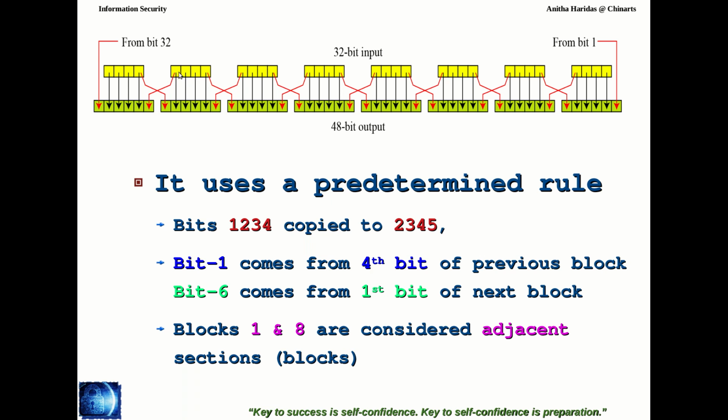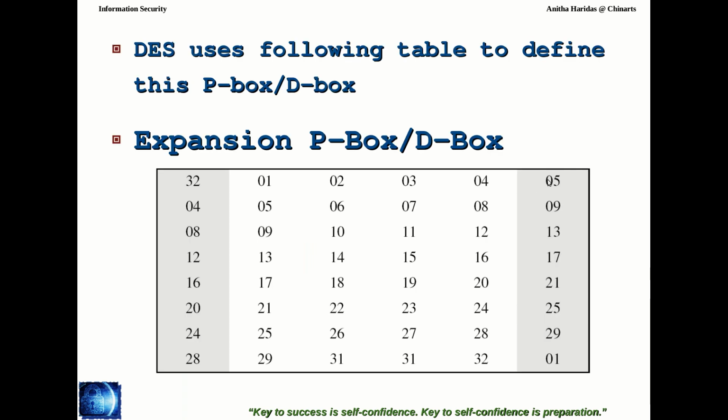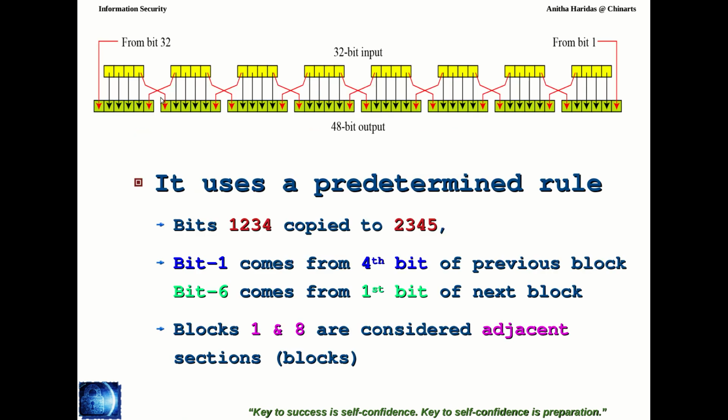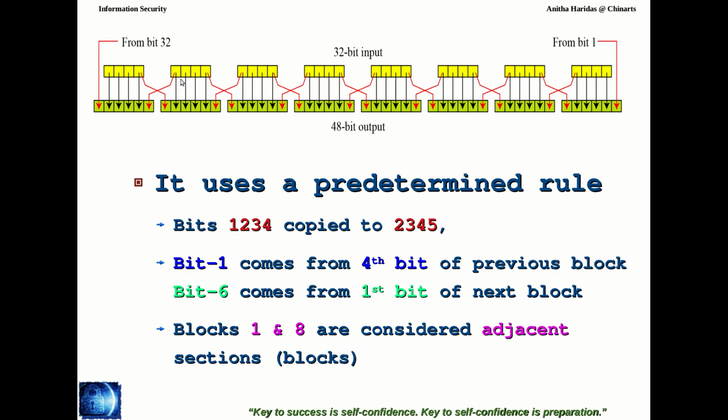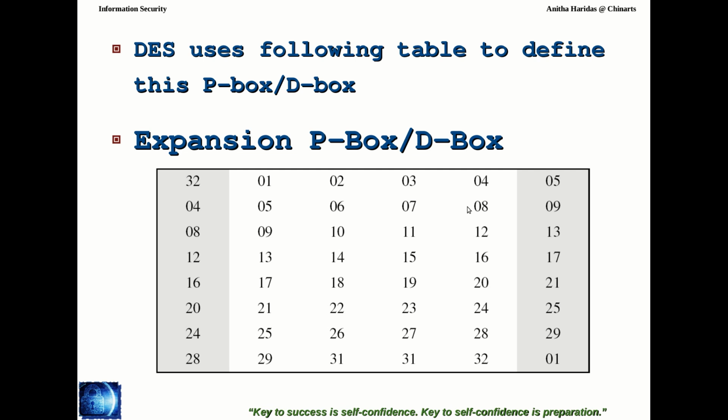So the 5th bit comes here. Then here the 4th bit. Why? Because it is the 4th bit of the previous block. Then 5, 6, 7, 8 will be maintained here, and here it comes as the 9th bit. Why?